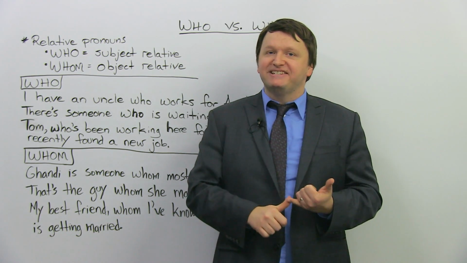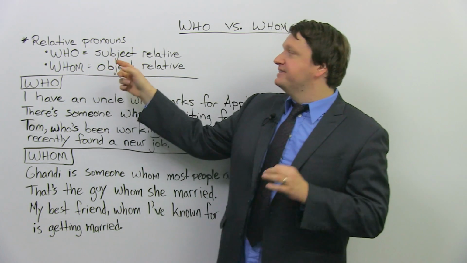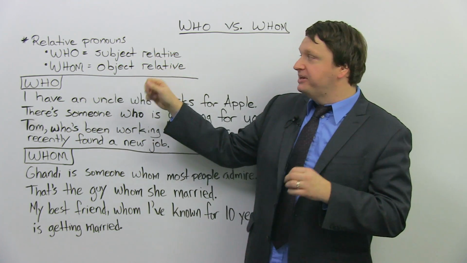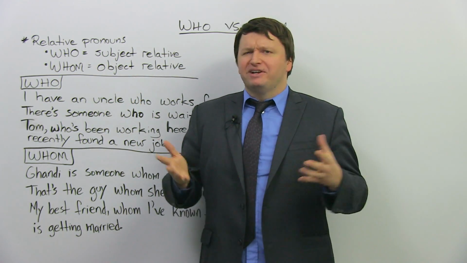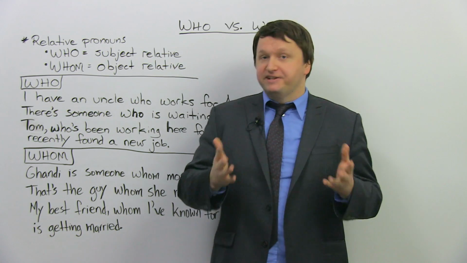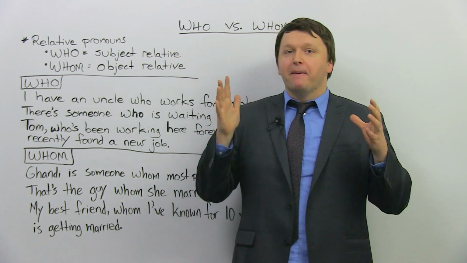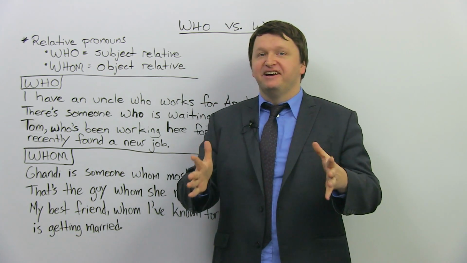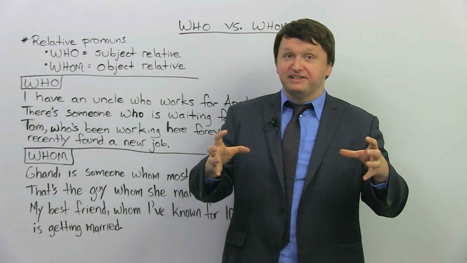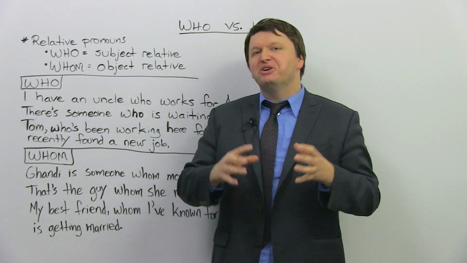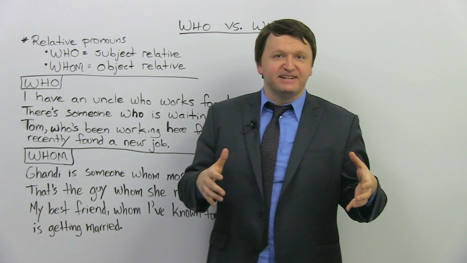These are relative pronouns. Now, what this means is who is a subject relative pronoun, whom is an object relative pronoun. What does this mean? Well, this means that when you use who in a sentence to give more information about something, you are using it to give more information about a subject. When you use whom, you're using it to give more information about the object of a sentence.